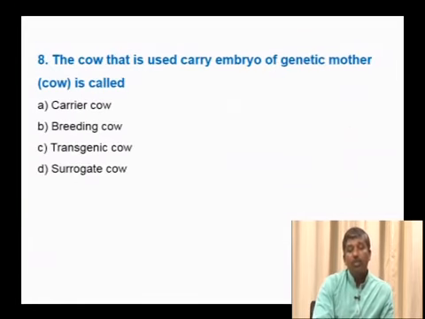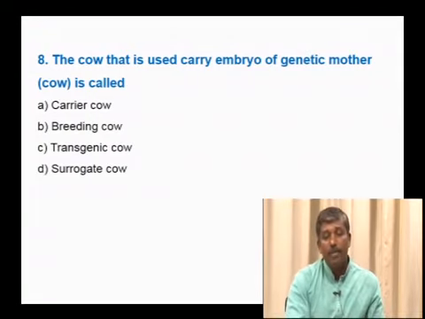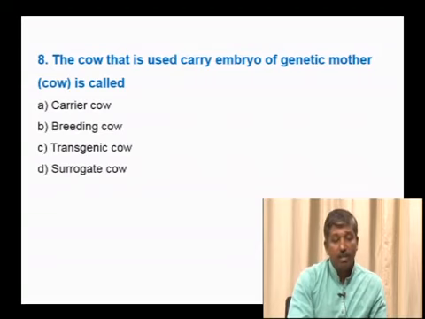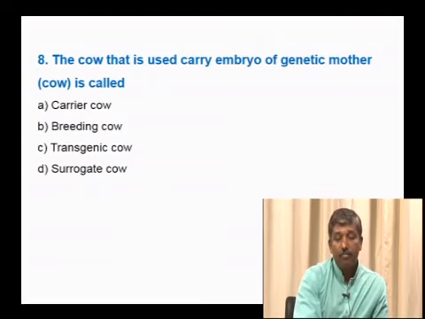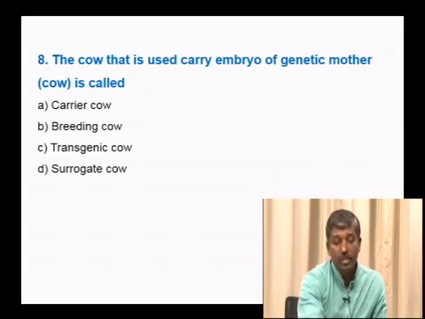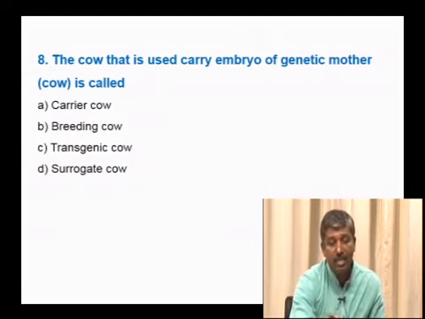Next question: the cow that is used to carry the embryo of the genetic mother is called? The options are carrier cow, breeding cow, transgenic cow, surrogate cow. Carrier cow is not the right option, because a carrier cow will not carry the embryo of the genetic mother.